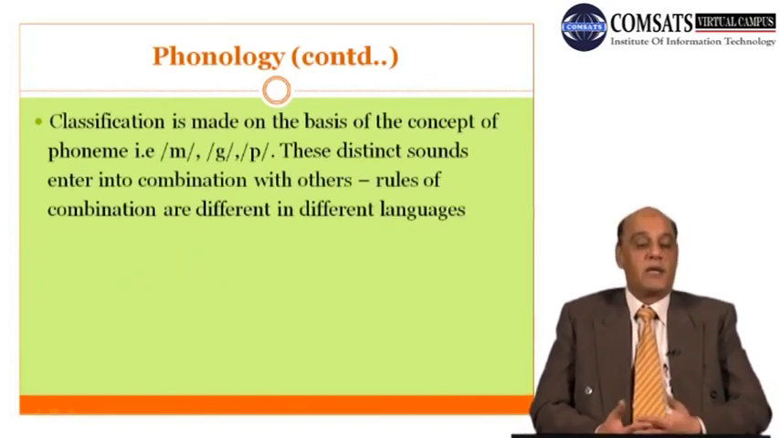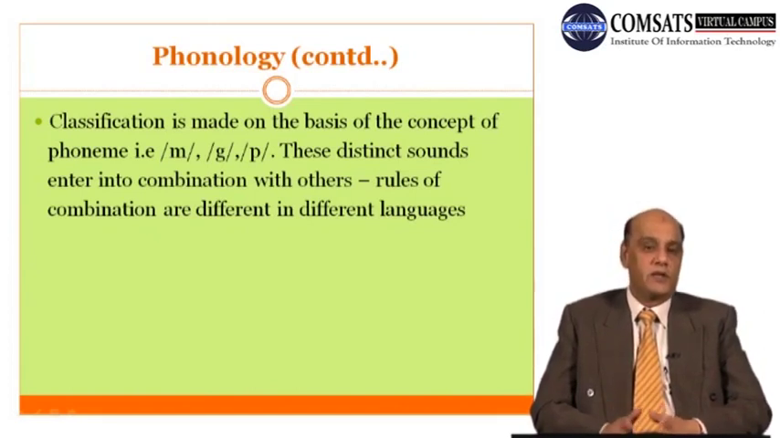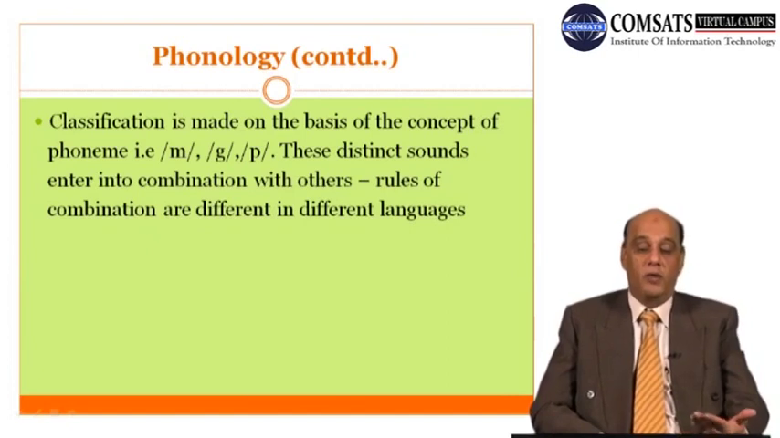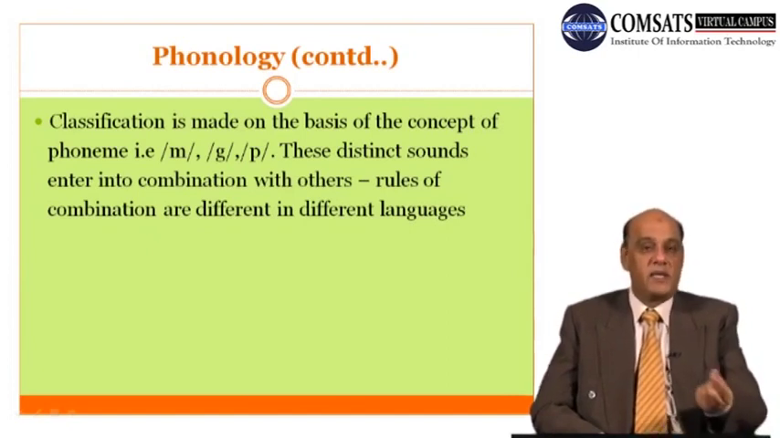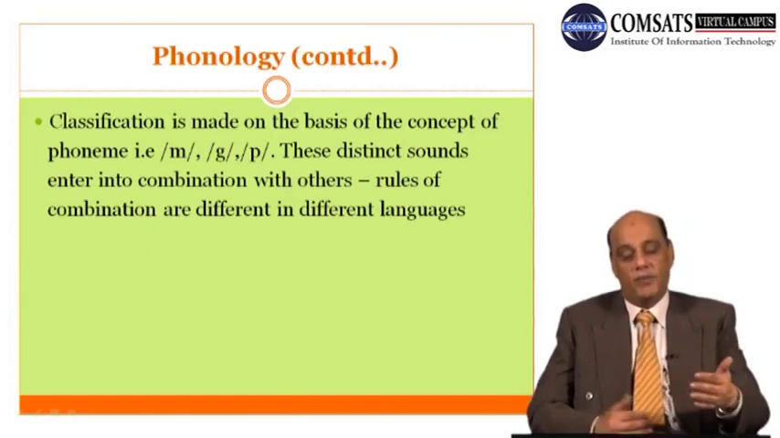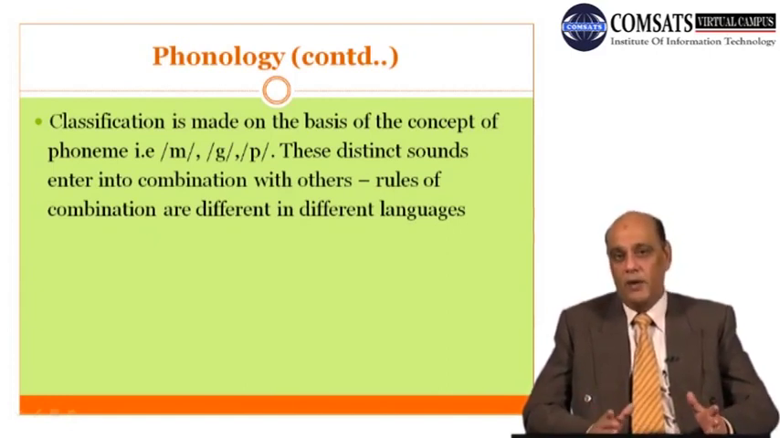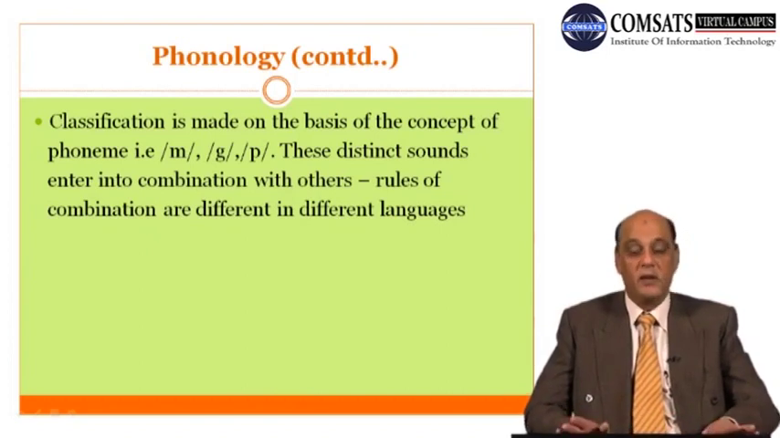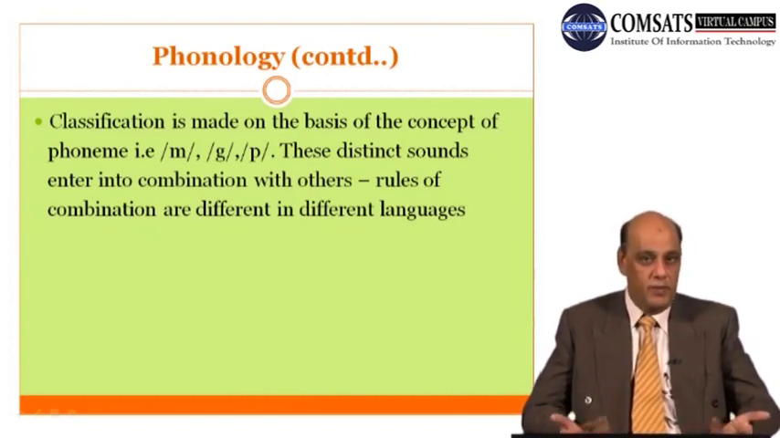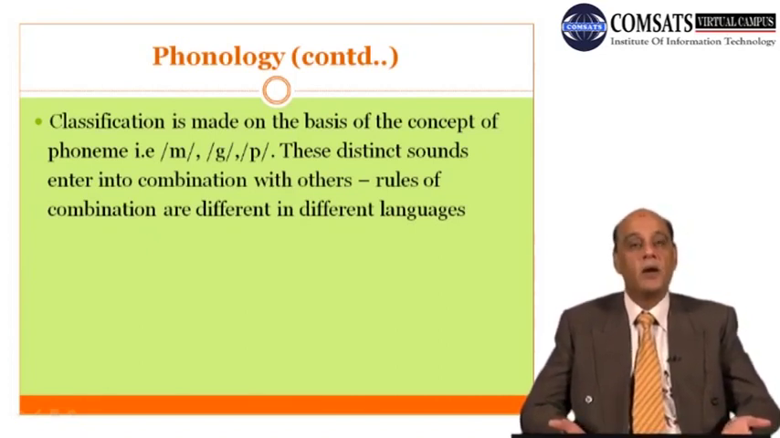Now let's look at an example. Classification is made on the basis of the concept of the phoneme, like I've given you examples, M, G, P. These are the basic sounds, phonemes, the basic indivisible components of language. They may combine in certain orders to create an overall impact, which will help us to classify the kinds of sounds, or to classify the type of words being used in a text.